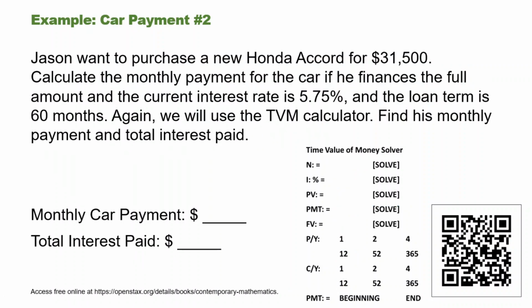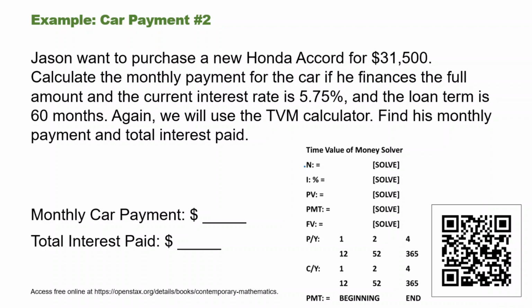Example, car payment number 2. Jason wants to purchase a new Honda Accord for $31,500. Calculate the monthly payment for the car if he finances the full amount and the current interest rate is 5.75% and the loan term is 60 months. Again, we will use the TVM calculator. Find his monthly payment and total interest paid.